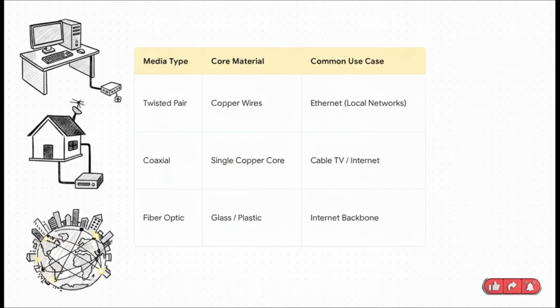So the big takeaway here is that each cable is a different tool for a different job. Twisted pair is the go-to for connecting your computer at your desk. Coaxial is that reliable pipeline that brings high-speed internet into our homes. And fiber optic, that's the global powerhouse, the internet backbone connecting entire cities and continents at the speed of light.